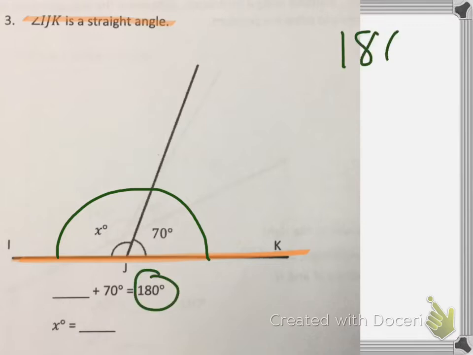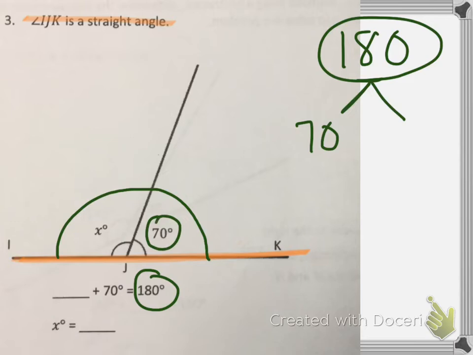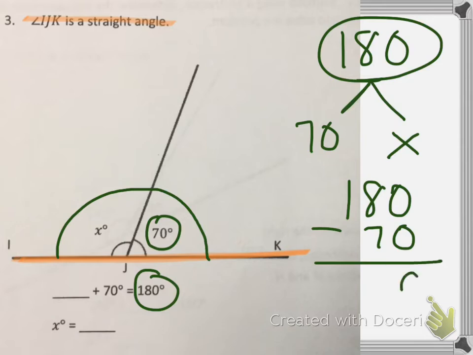So I'm going to put that at the top of my number bond. The whole thing is 180. I can see that part of it is 70 degrees and part of it is X degrees. I don't know that part. So 180 minus 70 will give me my unknown. 110. 110 plus 70 would be 180. So X is 110 degrees. I use the benchmark angle of 180 to find the unknown.